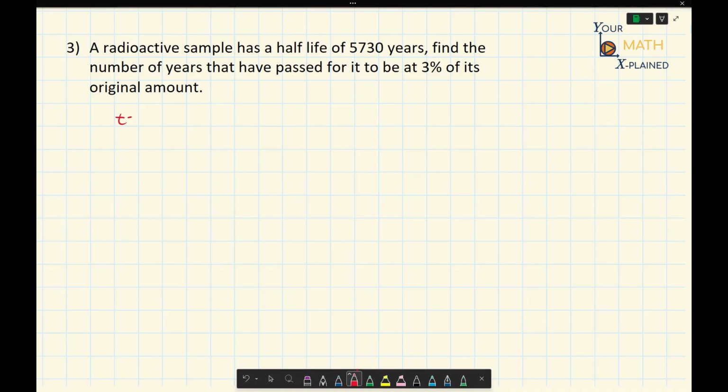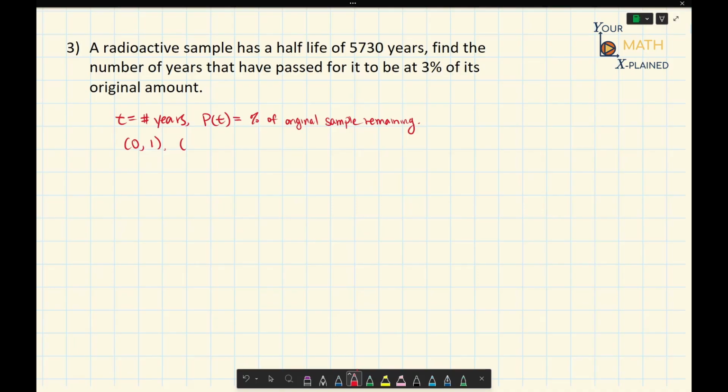So if we let t be the number of years, and we let p of t be the percentage of the original sample remaining, let's go ahead and find some value pairs first. We're also going to write this percentage as a decimal number. So when t is 0, we're going to have the full sample remaining, so it'll be 1.